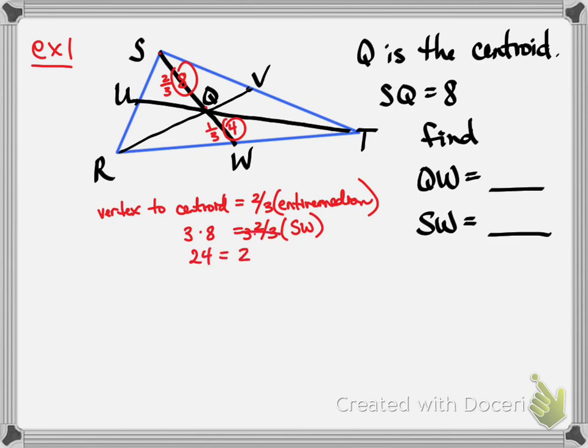That 3 cancels out, and it's 2 times SW. And then we'll divide both sides by 2. So 12 equals SW. So that just helped us to find that the whole thing was 12. And so if this portion of it was 8, 12 minus 8 leaves us with 4. So QW is 4 and SW is 12. So you can think about it different ways.